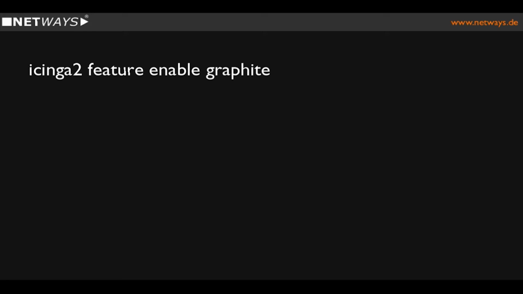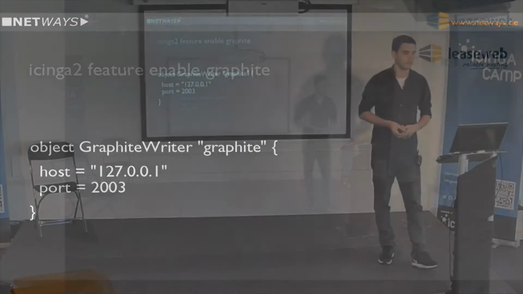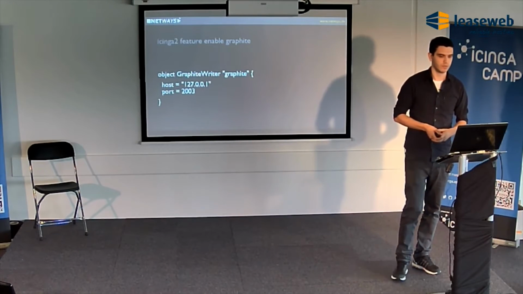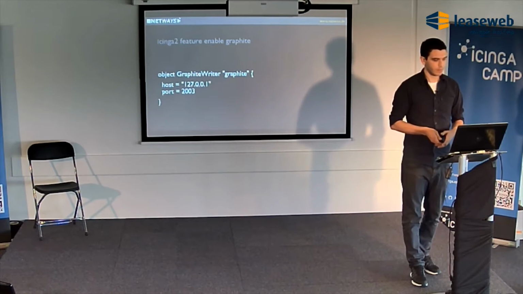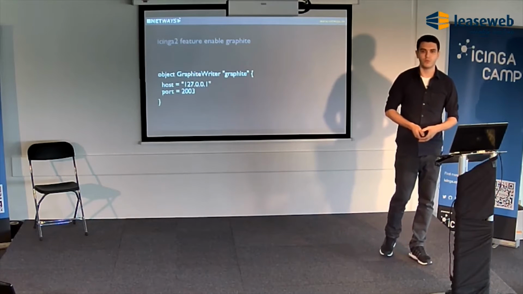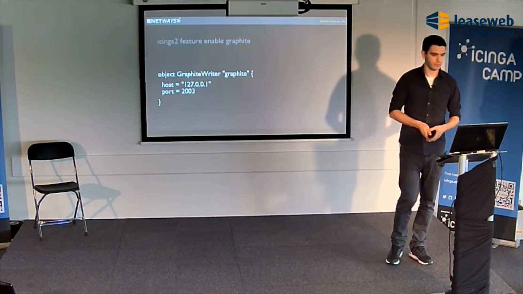But what you also will need to do is configure an object. Like everything else, the Graphite writer in Icinga 2 is an object. Because of this, you can also create multiple Graphite writer objects. For example, for redundancy, you can send your performance data to multiple Graphite servers. So it's pretty easy, because you just have to set a host and a port where your Graphite is listening, and there it goes.